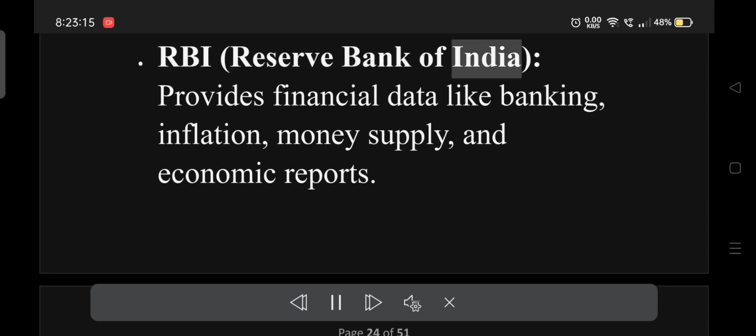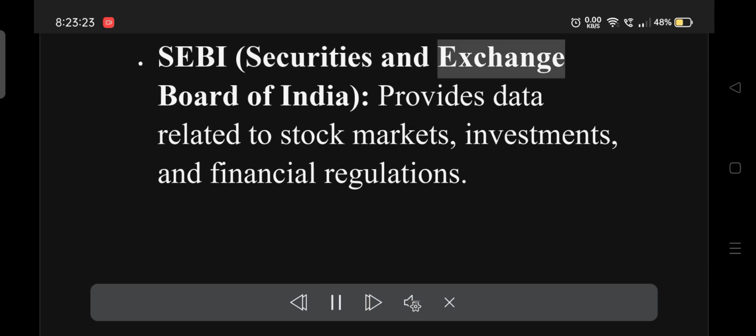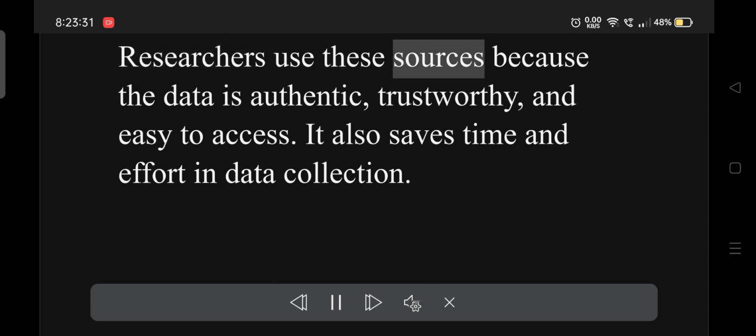RBI, Reserve Bank of India, provides financial data like banking, inflation, money supply, and economic reports. SEBI, Securities and Exchange Board of India, provides data related to stock markets, investments, and financial regulations. Researchers use these sources because the data is authentic, trustworthy, and easy to access. It also saves time and effort in data collection.